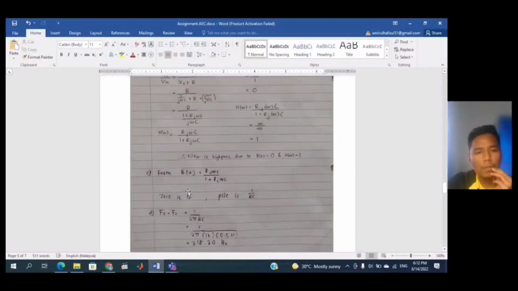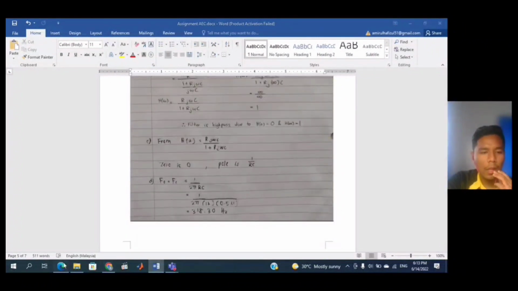Next, how to provide the zero and pole, and what are they? The zero is from the numerator and the pole is from the denominator. From the equation, we can get the zero is 0, because there is no plus or minus in the numerator. And the pole is 1 over RC, as we can see in the denominator.